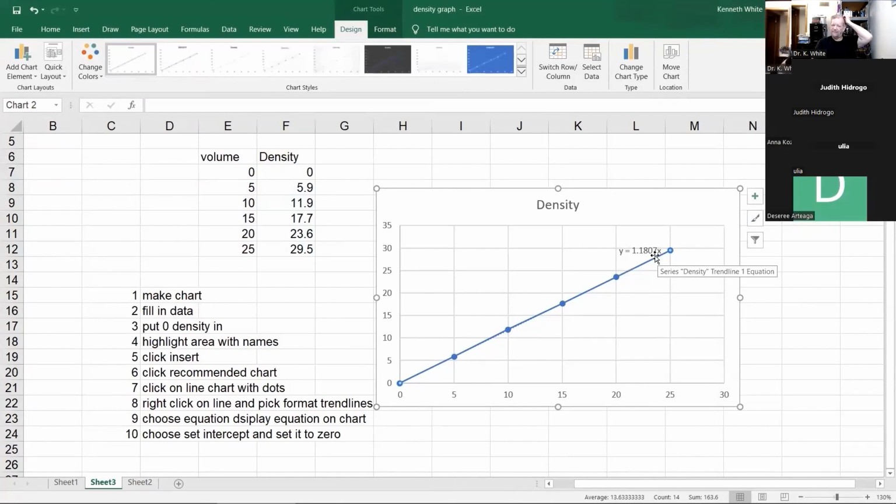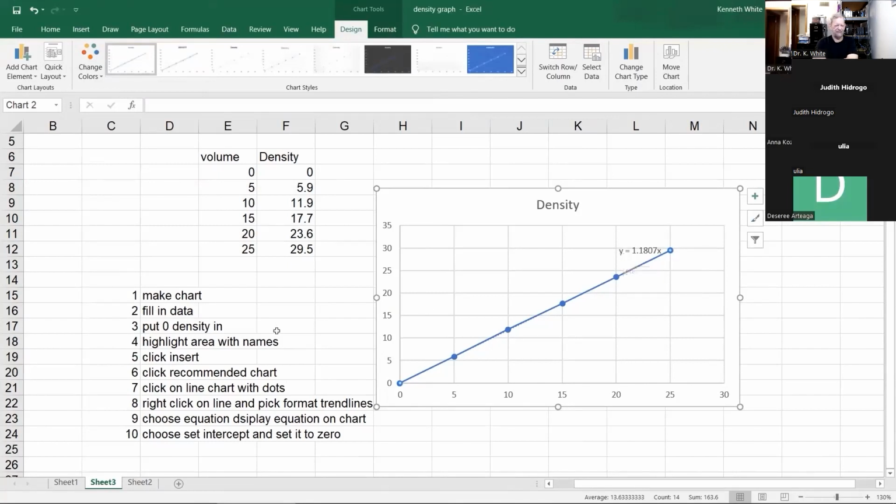The slope of the line is the density. So for this liquid, whichever one of your sucrose solutions, the density would be 1.18, because that's how you round it off to three significant figures.